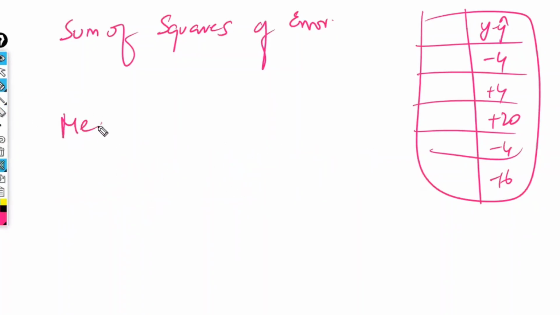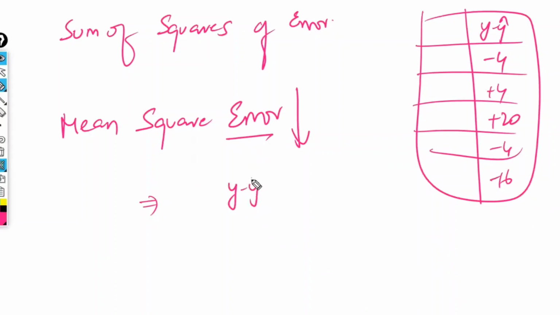We are going with mean square error. Actually, we require this mean square error to be low. What is meant by mean square error? What is meant by error? Y minus y hat is called error. What is meant by square? Do the square of this. What is meant by mean? Do the sum divided by n. First you take the error, do the square, apply the mean.